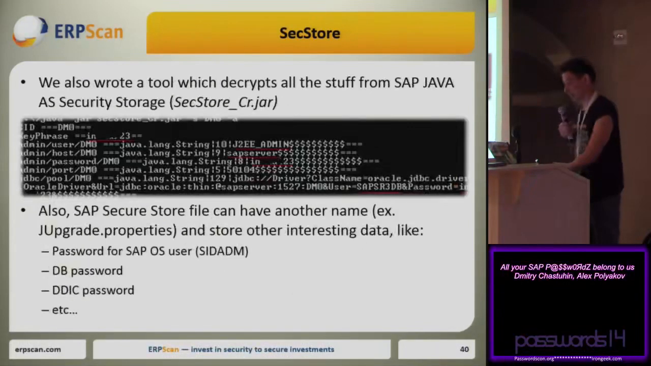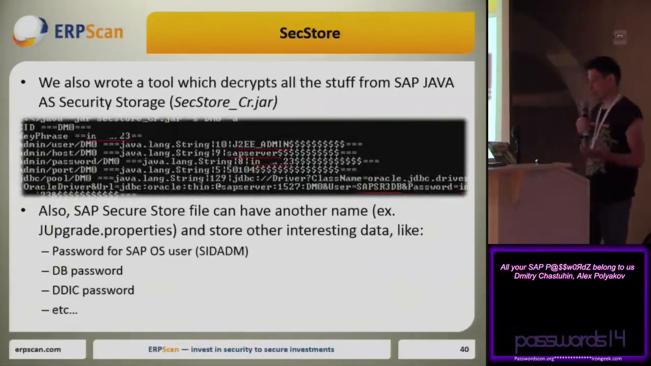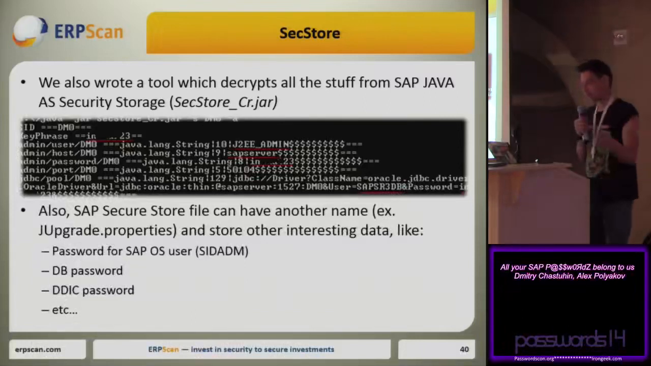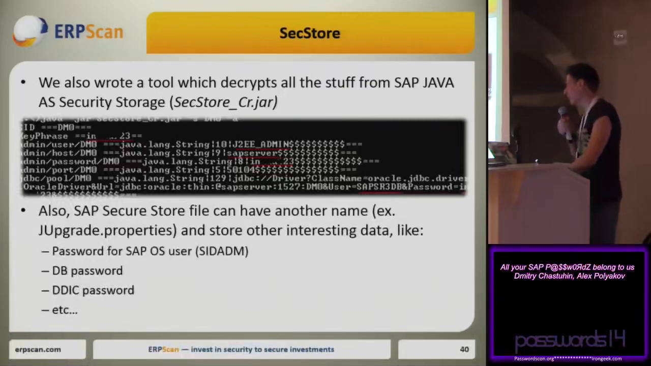That's all, very easy. We also wrote a tool which decrypts all this stuff from the SAP Java application security storage and successfully used it on our SAP pen test. As I said, it's very easy to find a vulnerability which allows us to read any file from the server. We read these two files, decrypt passwords, and boom, we have access to the database and fully compromise the SAP system.